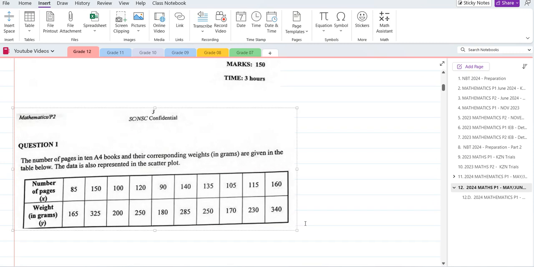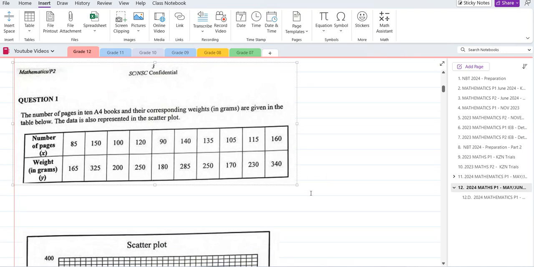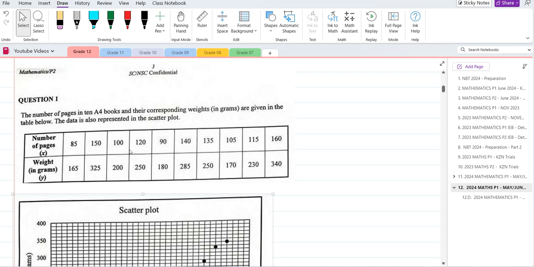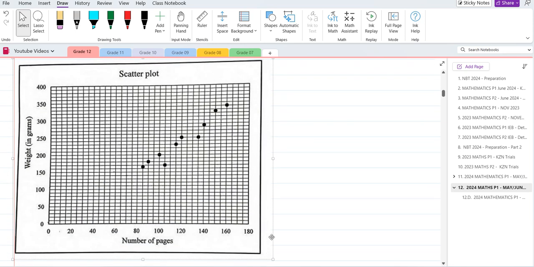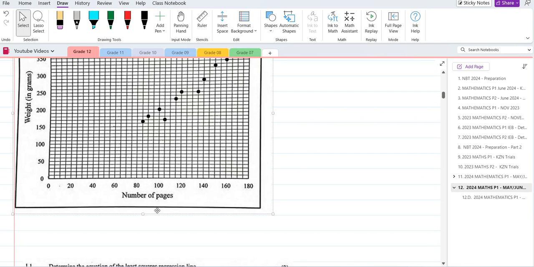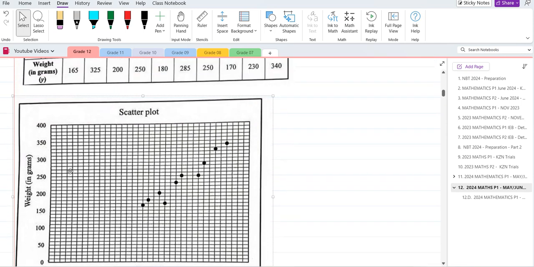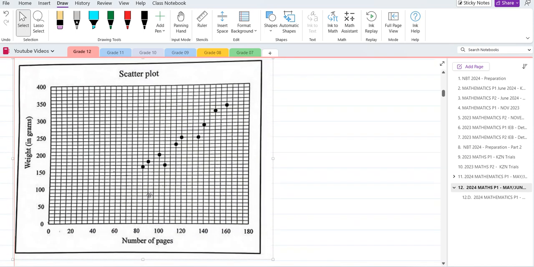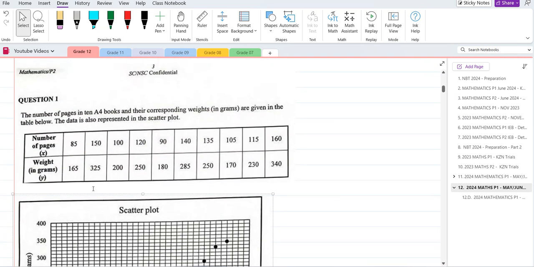Right, so in question 1 what we have is linear regression and correlation. The number of pages in 10 A4 books and their corresponding weights in grams are given in the table below. The data is also represented in the scatter plot. They have already plotted this for us, with the x-axis being the number of pages and the y-axis the weight in grams. Number of pages is x, weight in grams is y, and these are all the coordinates plotted here. So how many values are there?